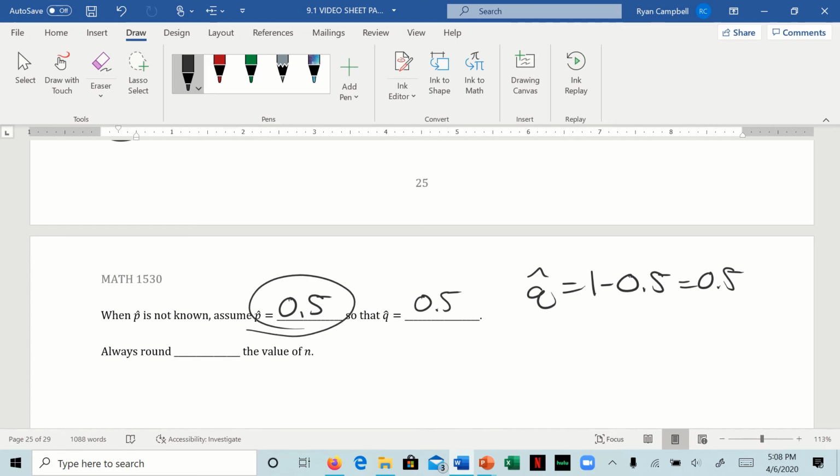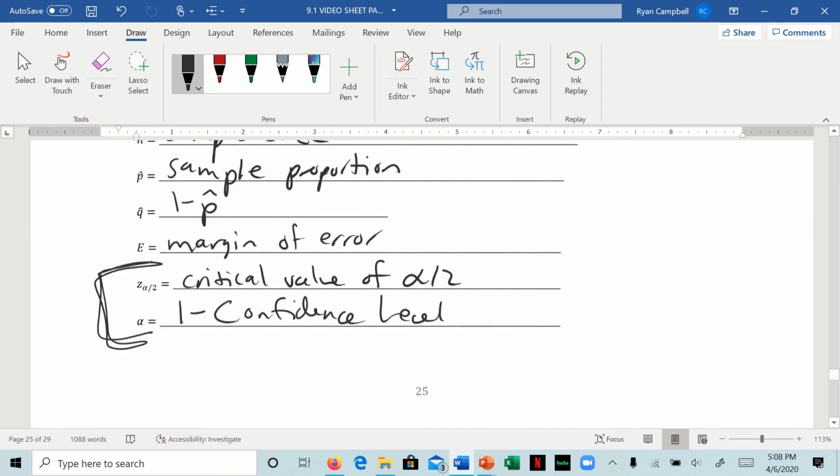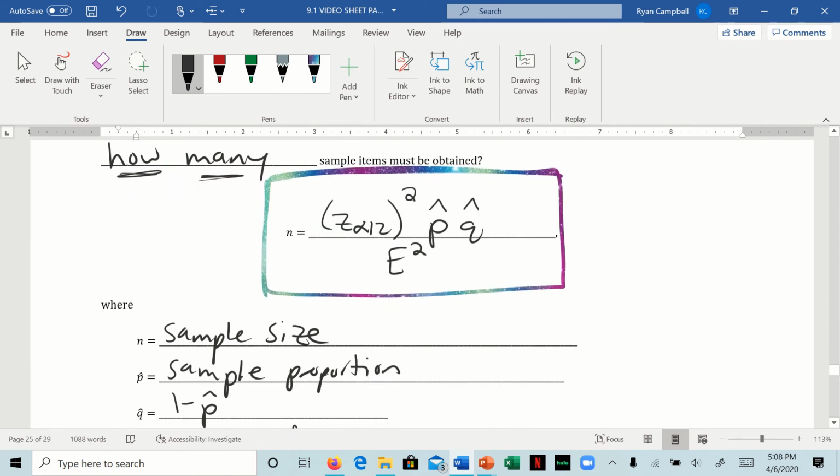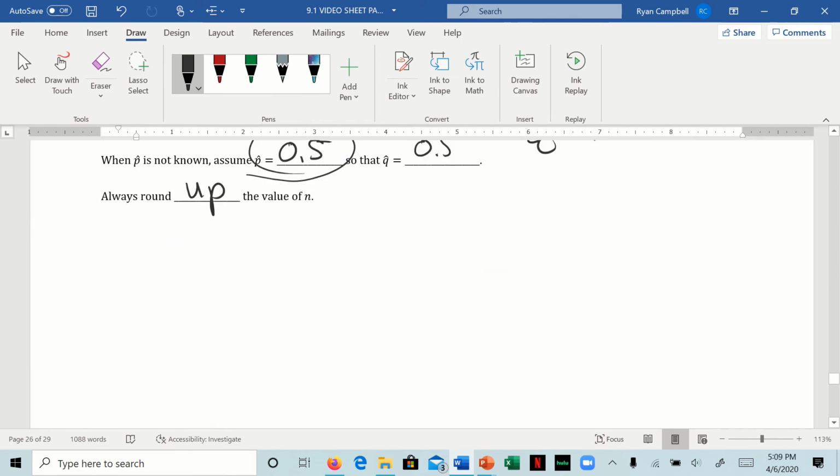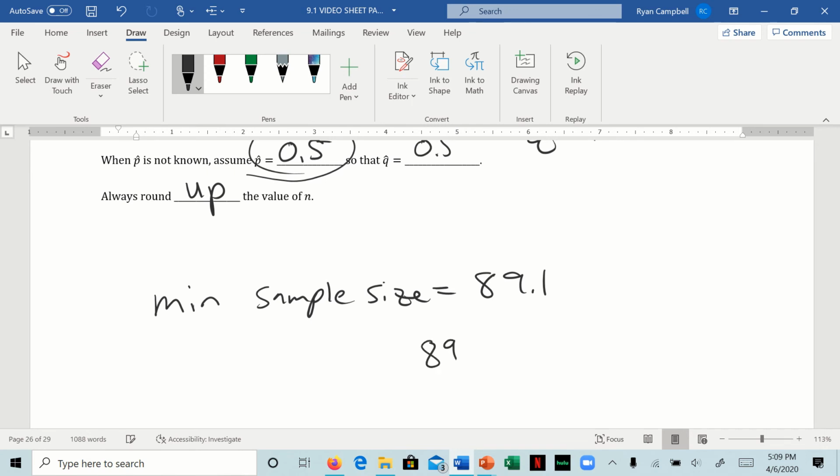The other thing, you always round up. Always. This is the only time you always round up, when it's sample size problems. Every other time you round normally, right? This is the only time, and here's why. Because we're talking about minimum values. So if the minimum sample size you need is 89.1, well, if I ask 89 people, is this going to be statistically significant? No, because you need at least 89.1. So 89 is no good, which means that the whole number that I need to ask is 90. So that's why we always round up.